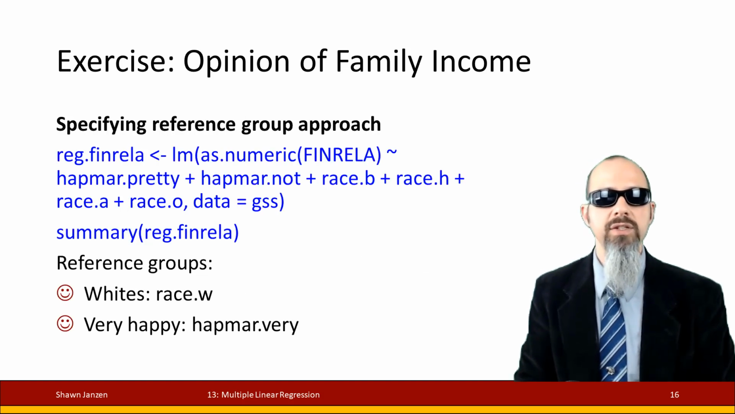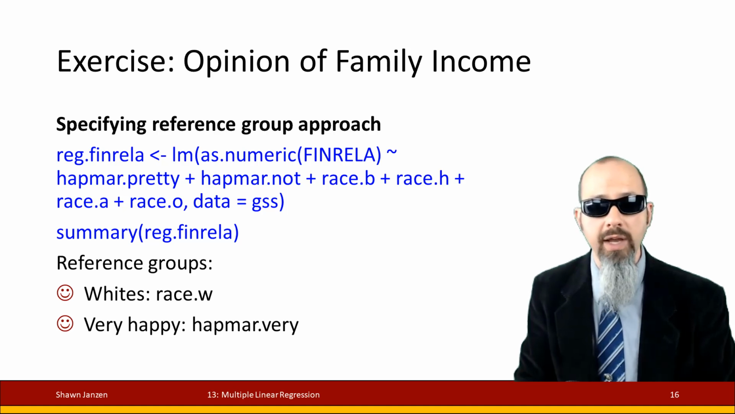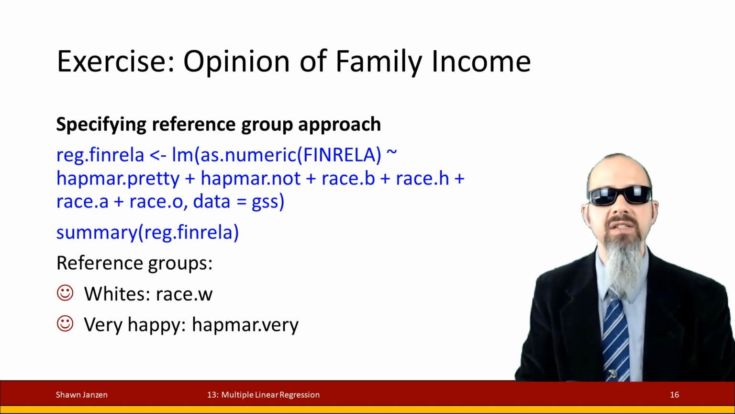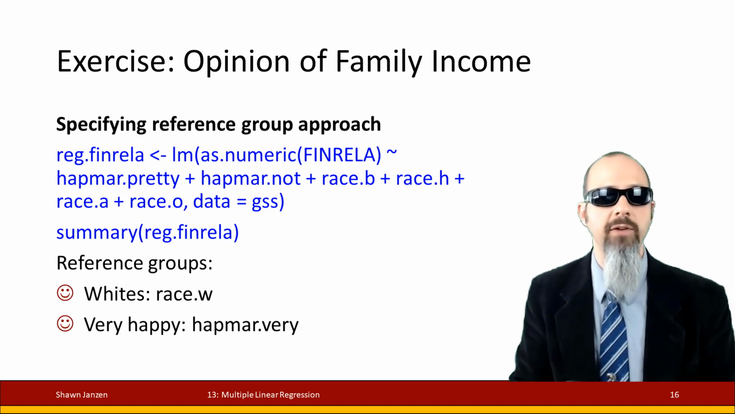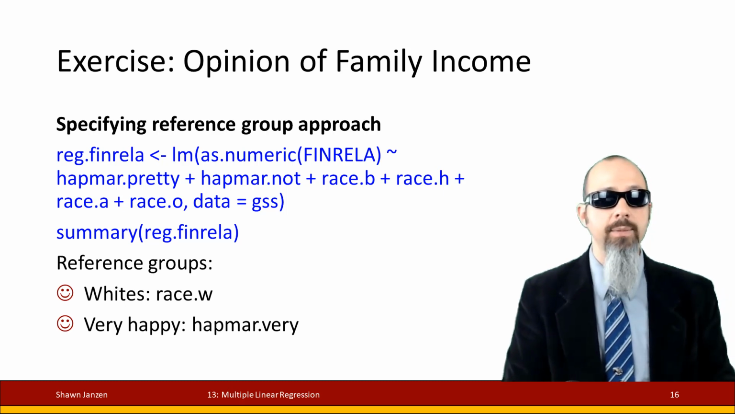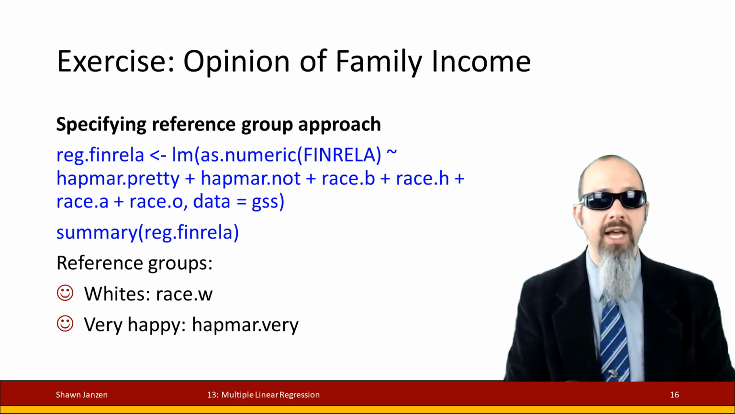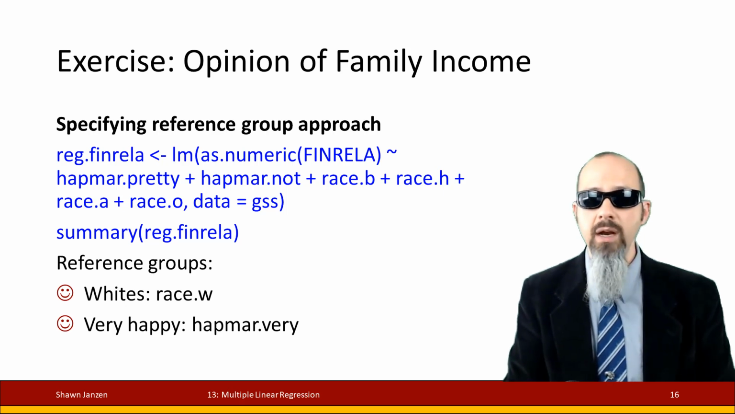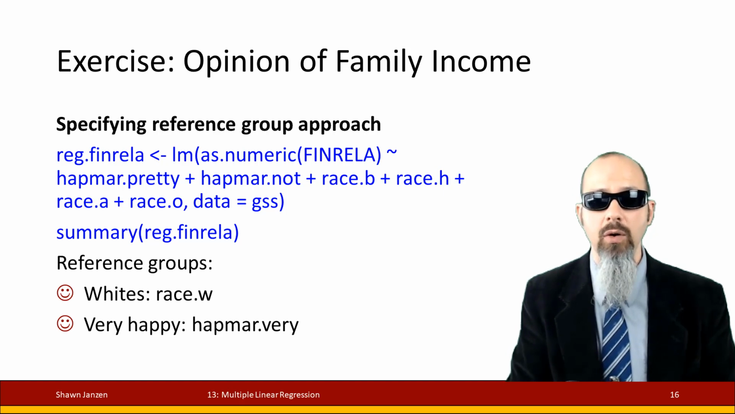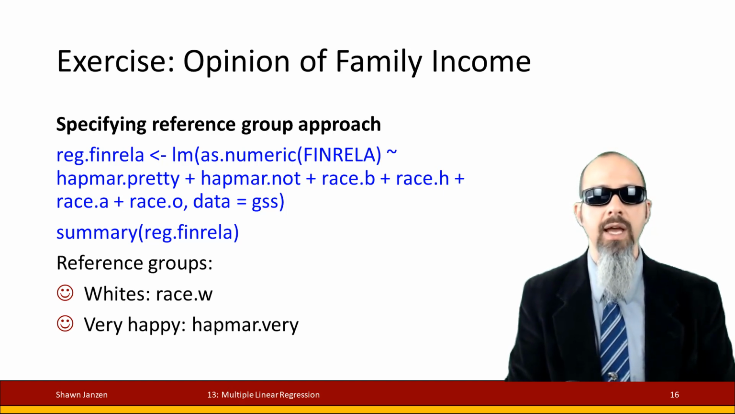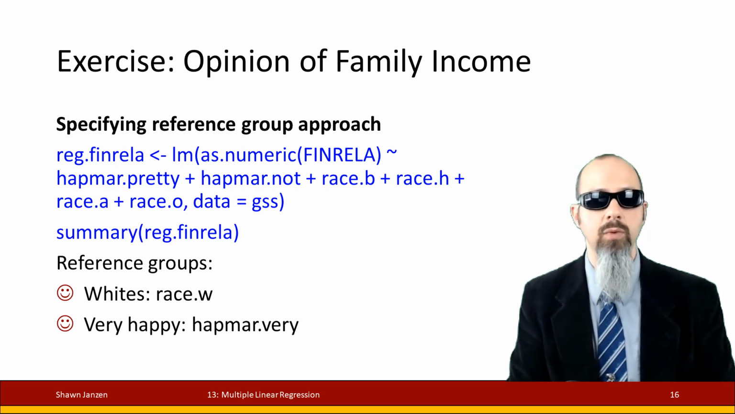So plugging this into a ready-to-go equation, this is the one where we're going to specify by hand which one we want as our reference group. Here I'm saving my regression as an object, so I'm doing the linear model on as.numeric of FINRELA. That's a 5-category ordinal, so I can turn this into a numeric. And then I've used each of the dummy variables, hapmar.pretty and hapmar.not, black, Hispanic, Asian, and other, as all of the dummies going into the model, calling them from the GSS dataset.